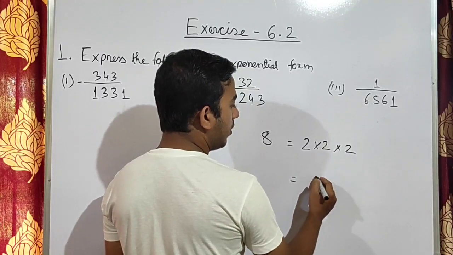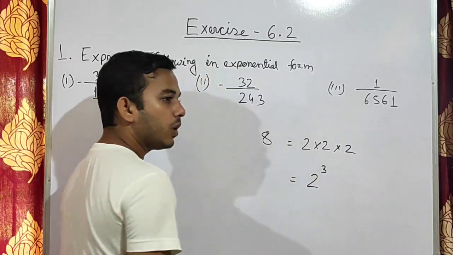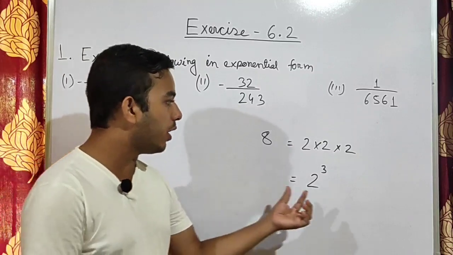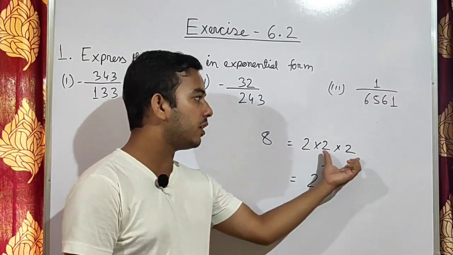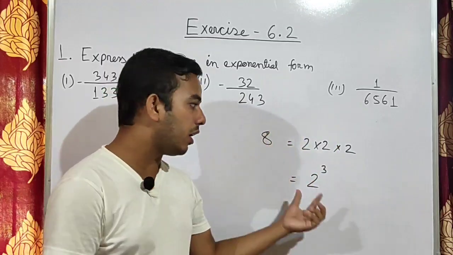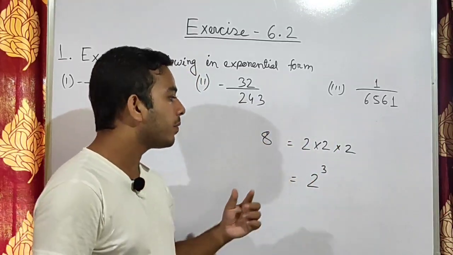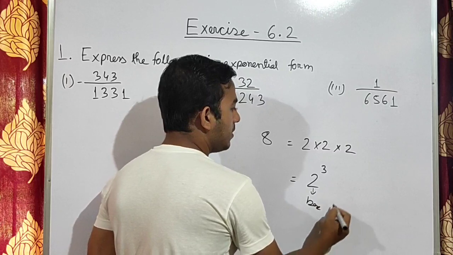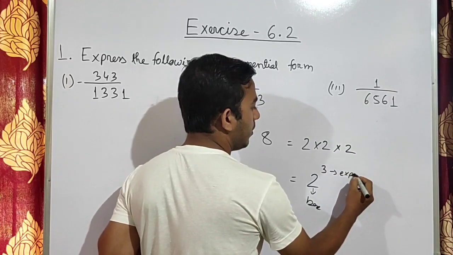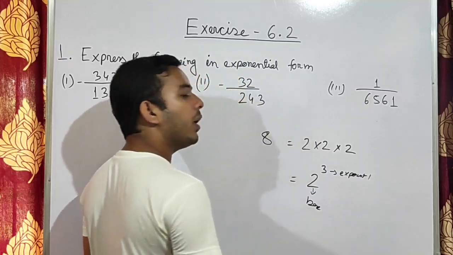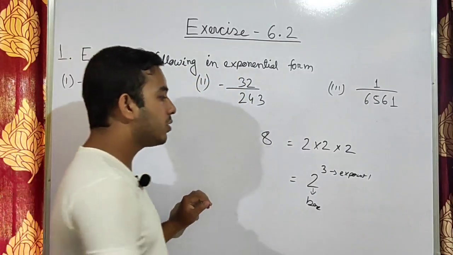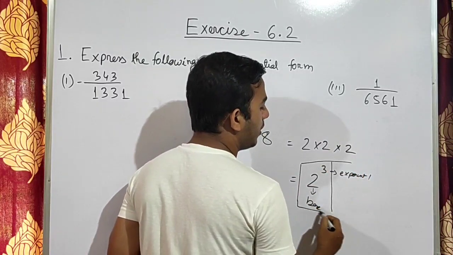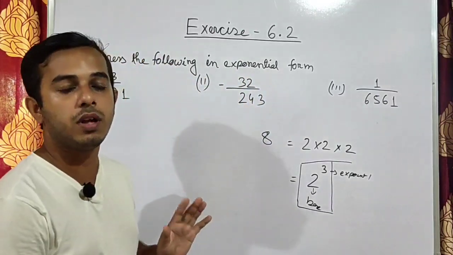Now these three 2's can also be written in this form: 2 to the power 3, because in our previous class, in the introduction, I explained how we can write this repeated multiplication in exponential form. This number is known as the base, and this is the exponent, or index, or power, anything we can say. This expression, 2 raised to the power 3, is known as exponential form. Clear? Very good.